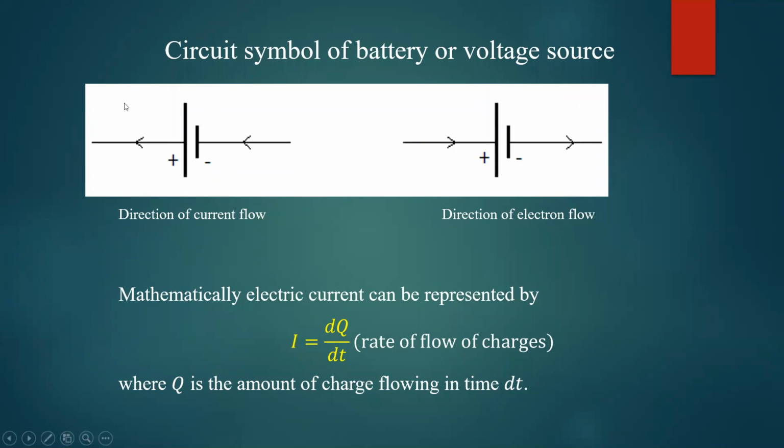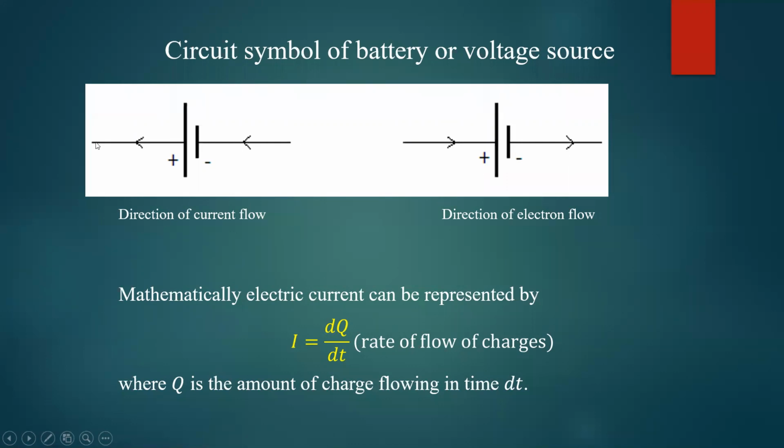So in this particular diagram, the current is flowing from the positive terminal of the battery to the negative terminal of the battery. How does current flow? Always conventionally, current will flow from the positive terminal of the battery to the negative terminal of the battery. That is how the current flows. But electrons will move in the opposite direction. They will move from the negative terminal of the battery to the positive terminal of the battery.